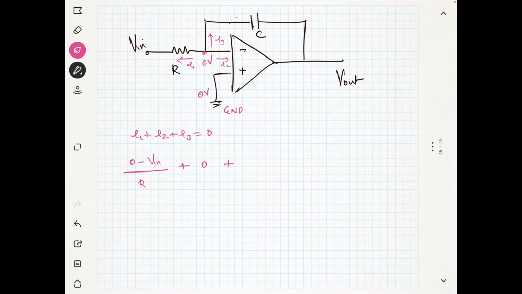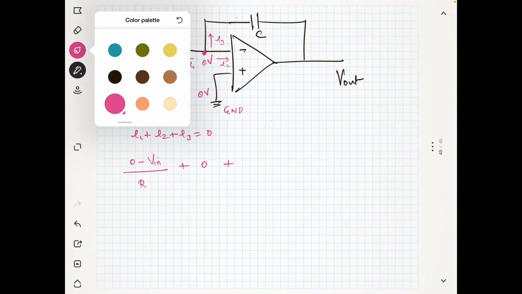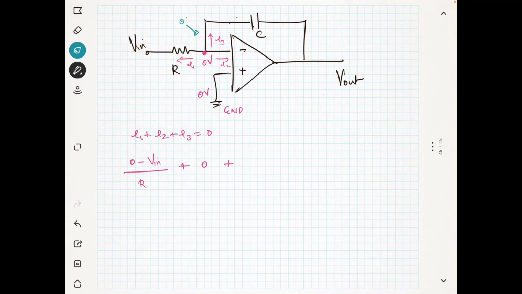But the capacitor is having some voltage. At this point the voltage is actually 0 volt, and at this point the voltage is V out. I am assuming a current direction which is going like this. This is my assumption only. So what is my I3? Before that I just want to tell you the equation for the current through the capacitor. It is Q equal to CV, so dq by dt equal to C into dV by dt. So this is nothing but I is equal to C into dV by dt.